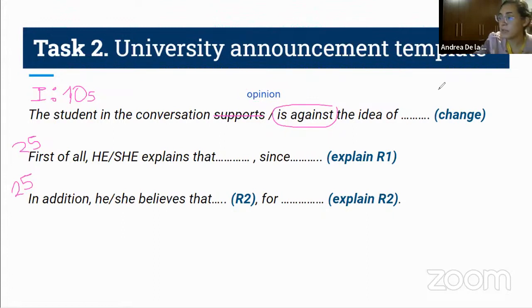And finally, the second thing that you guys are going to do in this introduction is mention the change. Now, this is really important. Even if the question doesn't exactly ask you to mention the change, it is important that you mention it, because otherwise it's like you're not giving context. And it is important to give some context so that the listener gets the ideas pretty well. Okay, so we're going to say the student in the conversation is against the idea of, and here we have to mention the change. Now, in this case, you have in your notes, the change is that the sculpture program is being eliminated, right? So hear me out.